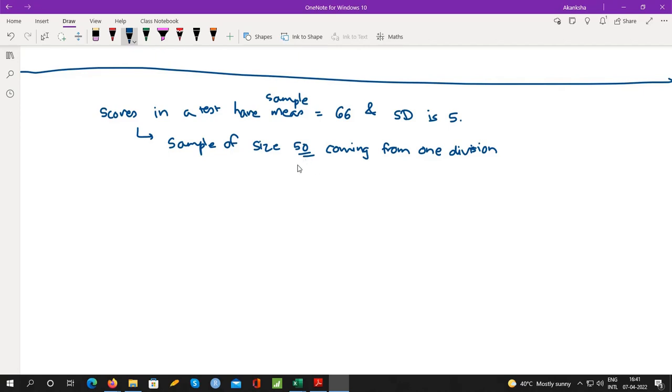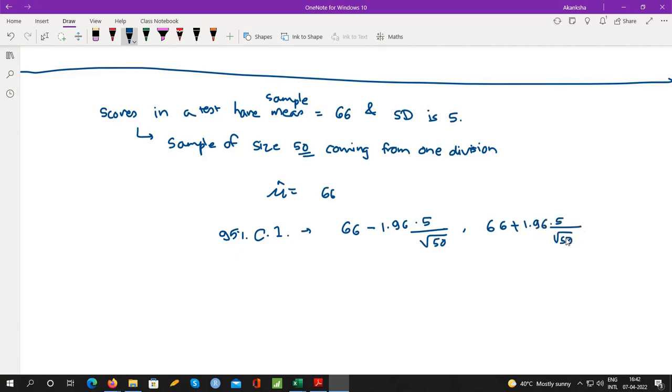So first I'll estimate mu hat as 66, because the point estimate is the same as the sample mean, but that is not enough. We need to give a confidence interval. So the 95% confidence interval for mu I would get as 66 minus 1.96 into 5 by root 50, comma, 66 plus 1.96 into 5 by root 50. Is it okay? This would give me the 95% confidence interval for the population mean, that is the mean score for all the students of that particular school.